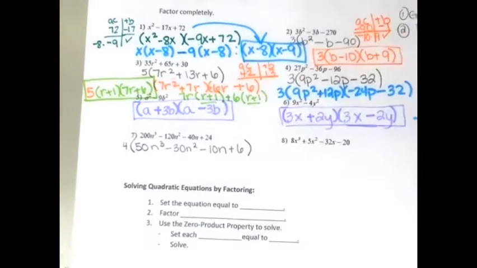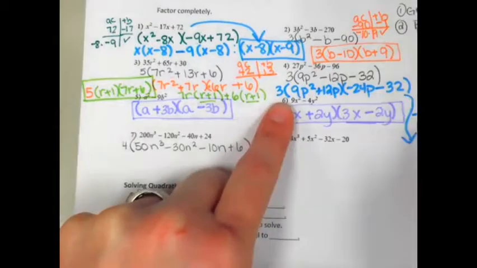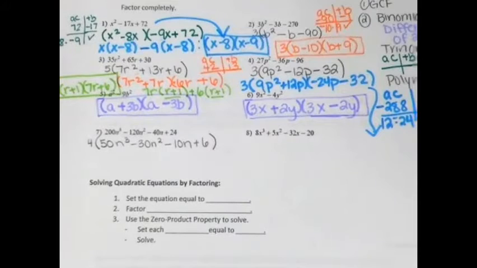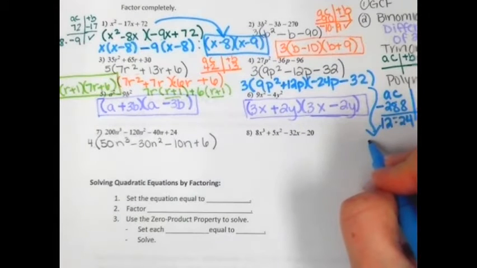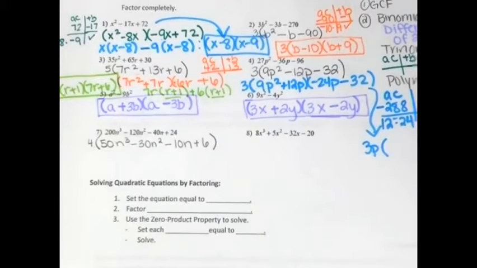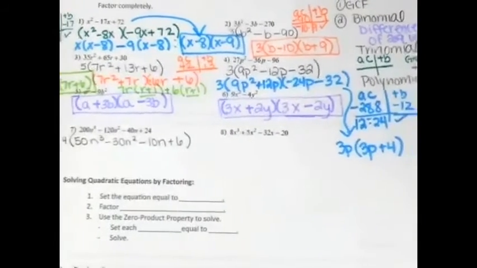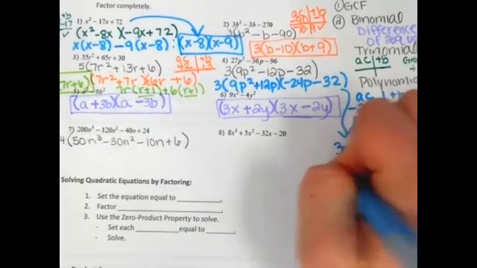All right, so factor out our GCF. So I'm going to go down here if that's okay, you guys. All right, so looking at 9p squared and 12p, what's my GCF between that one? 3p. And what would I be left with? 3p plus 4. Okay. Now, since 24 is negative, I'm going to factor out a negative number.